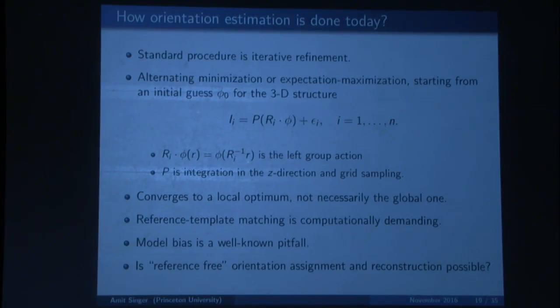That is, if Avi starts from one molecule and Ron starts from a different molecule, they may converge to different structures, especially when there is some small substructure that you care about. It can be really heavily biased by your initial guess. You mean they're looking at the same molecule, but they start from different guesses? Yeah. So the question is, is there a completely reference-free orientation assignment and reconstruction procedure? Is it possible? Yeah, question.